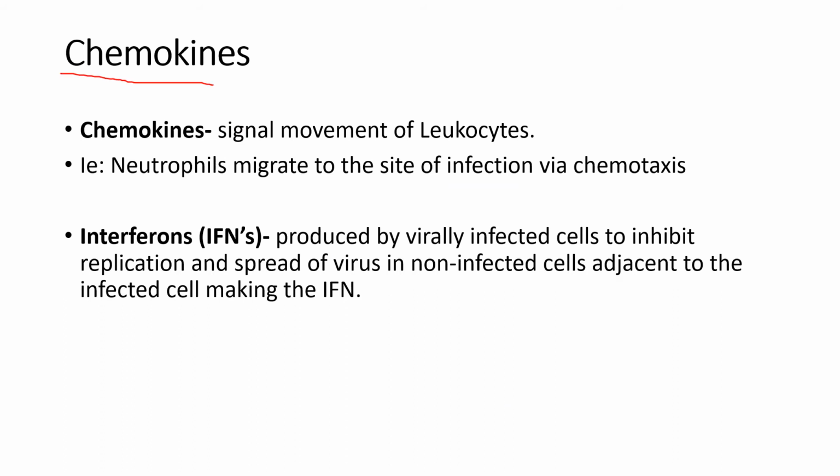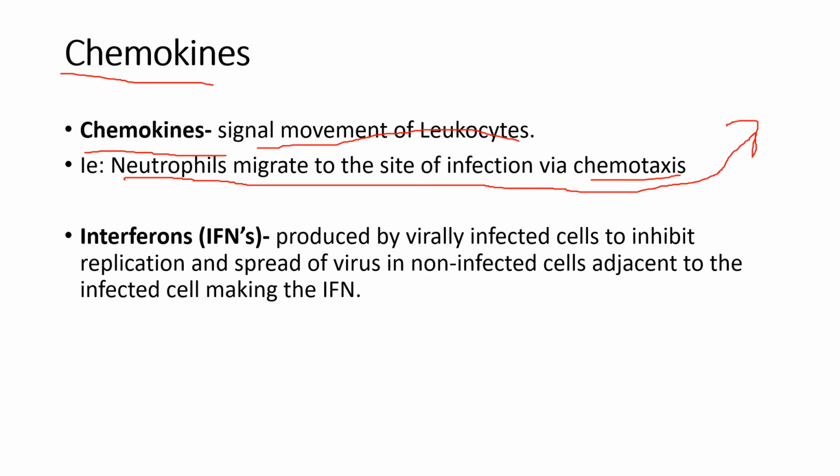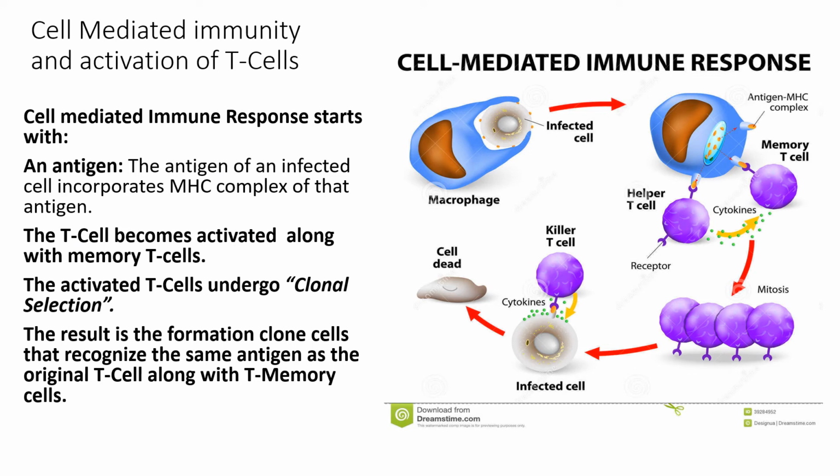So we have other chemicals that are called chemokines. They're the ones that signal the movement of a leukocyte. So they're the ones associated with chemotaxis, when we talked about chemotaxis, which will attract, so to speak, neutrophils to the site of infection. Interferons are other chemicals that are produced by virally infected cells. We've talked about this before, and they can help prevent non-infected cells from getting the virus and spreading it.